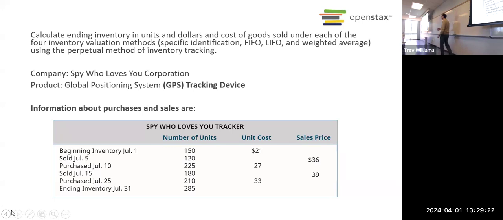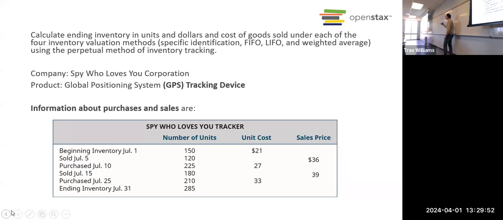So again, it's not based on which actual units got sold. If you're using FIFO, LIFO, or the weighted average method, it's just based on the method that you use to assign costs to what got sold. So then they made another purchase at $27 a unit. They made another sale. They make another purchase at $33 a unit. And this is how many units they have left over.